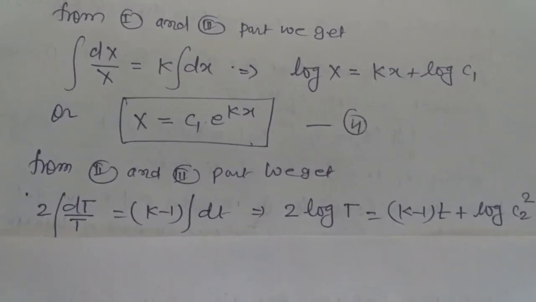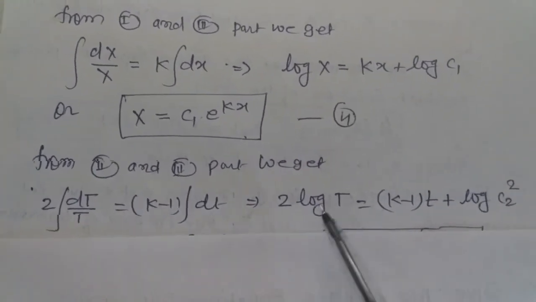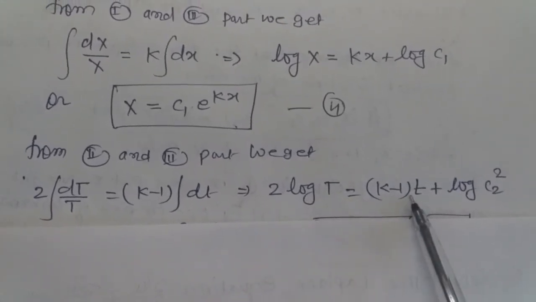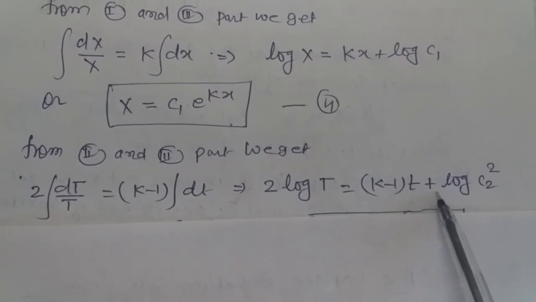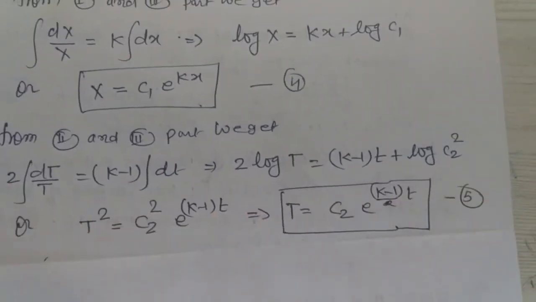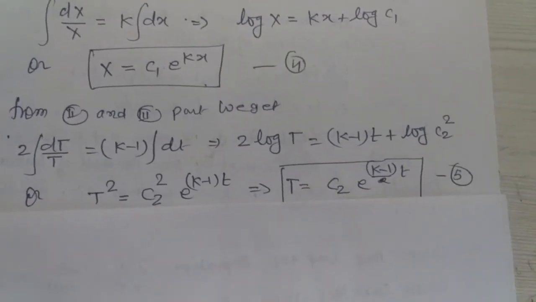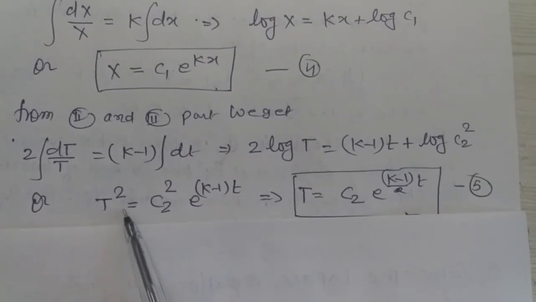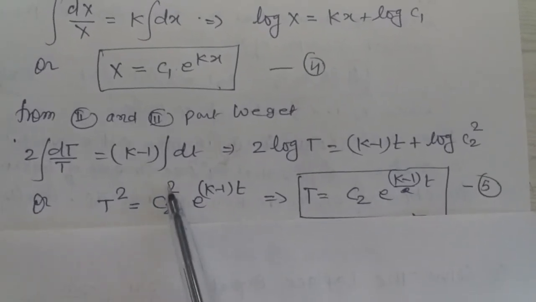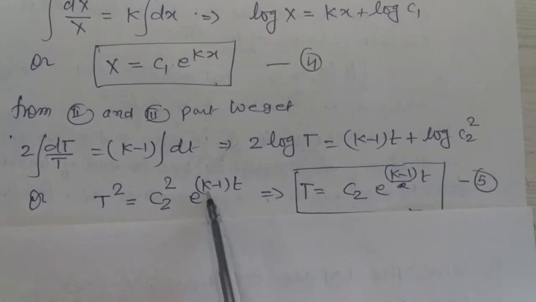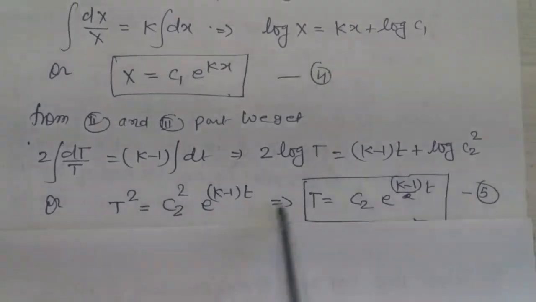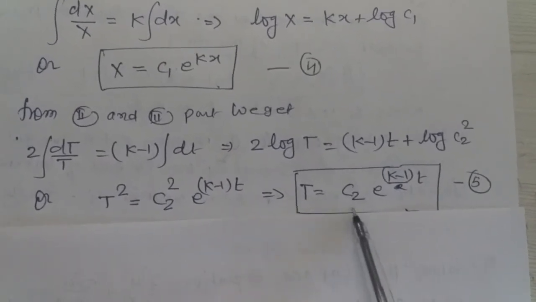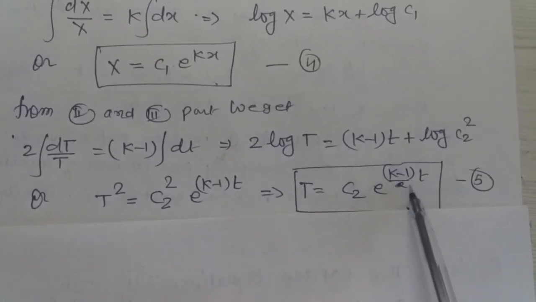Now variables are separate, so we integrate, we get 2 times log T equal to k minus 1 times t plus log c2 square, c2 square being a constant, and apply the property of log, we get T square equal to c2 square into e raised to (k minus 1)t. So from this we get T equal to c2 into e raised to (k minus 1) by 2 times t.